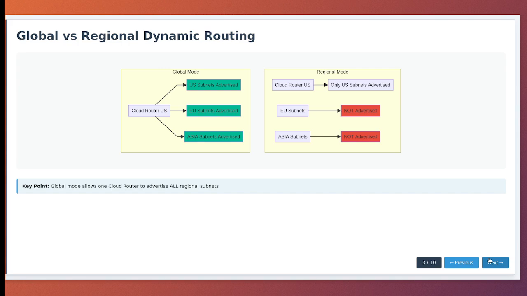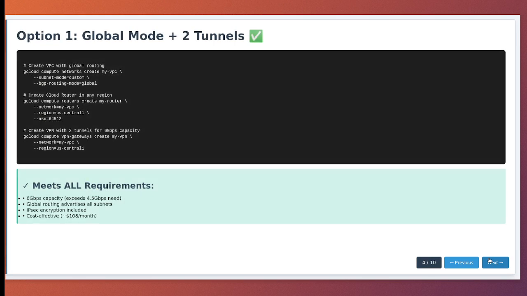Let's look at how this impacts our architecture and why it makes certain options more suitable than others. Examining option 1. Global mode with cloud router in any region. The first option suggests creating a VPC with global dynamic routing mode, subnets in desired regions, a cloud router in any region with a subnet, and a cloud VPN with 2 tunnels in the region of the cloud router. This is a very good solution that meets all our requirements.